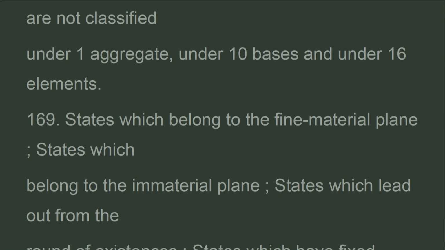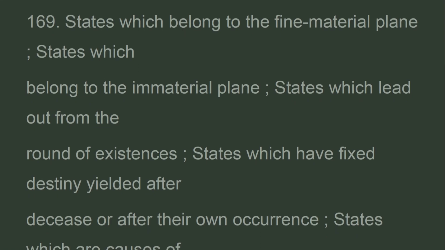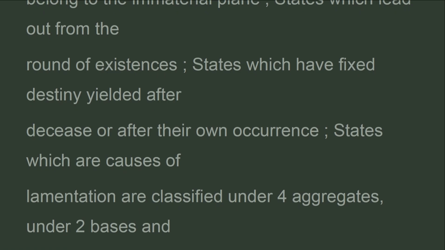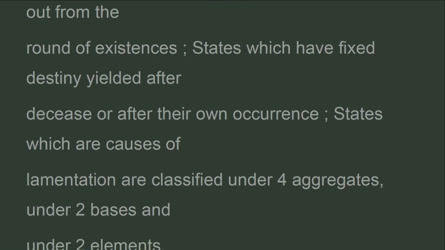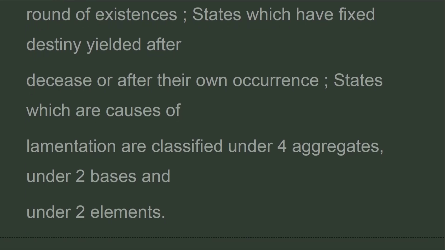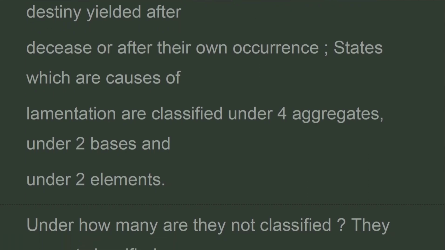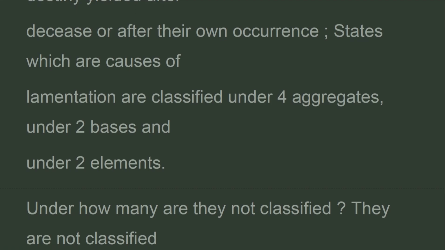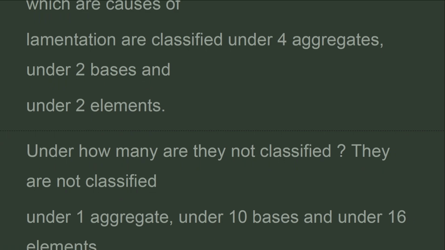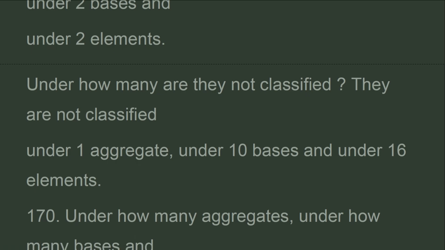169. States which belong to the fine material plane, states which belong to the immaterial plane, states which lead out from the round of existences, states which have fixed destiny yielded after decease or after their own occurrence, states which are causes of lamentation are classified under 4 aggregates, under 2 bases and under 2 elements. Under how many are they not classified? They are not classified under 1 aggregate, under 10 bases and under 16 elements.